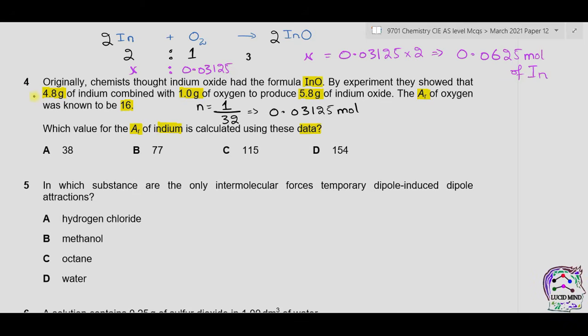Now we have the mass in grams of indium and we also have the number of moles of indium. So we can find the atomic mass by using the formula: number of moles is equal to mass in grams divided by atomic mass. Or we can rearrange, atomic mass will be equal to mass in grams divided by number of moles. By putting values, we have 4.8 grams of indium and 0.0625 moles of indium. Now the relative atomic mass of indium comes equal to 76.8, or we can write 77. Correct answer is therefore B.